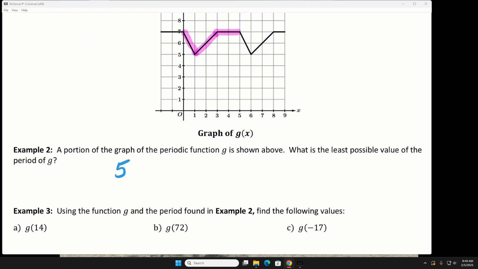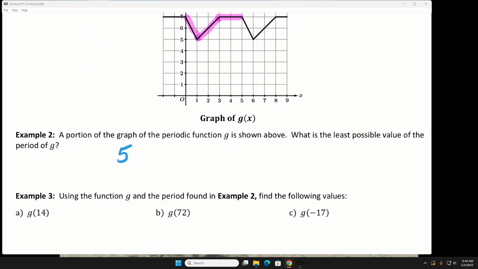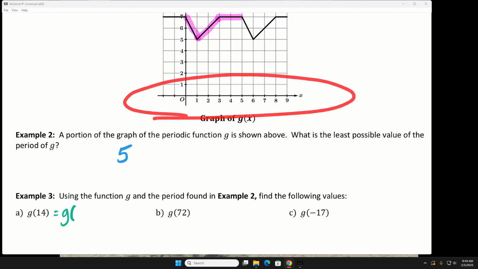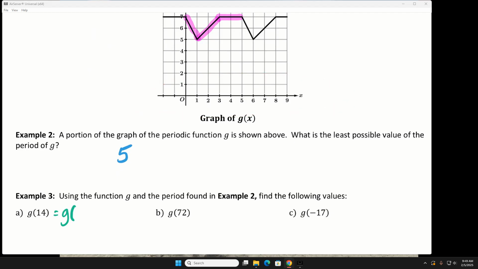Okay, on example 3, we're going to use the idea of this periodic phenomenon where it keeps on repeating that period or cycle, and we're going to find g of 14. 14 is not here, but I can use one of those numbers from -2 to 9 and add a multiple of 5 because the period was 5. Add a multiple of the period to it to get 14. We could do 9 plus 5. I did 4 plus 10. They're going to give us the same answer.